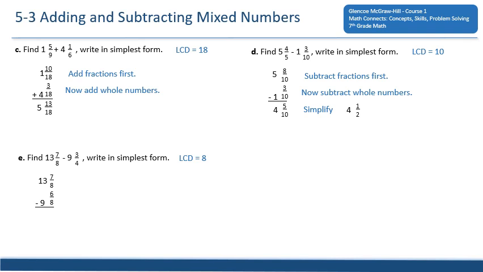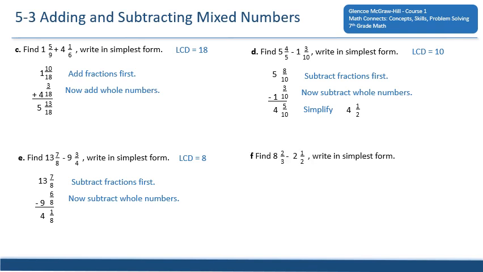Now we can just subtract the numerators, and we get 7 minus 6 is 1 over 8. And then we'll subtract the whole numbers. 13 minus 9 is 4.